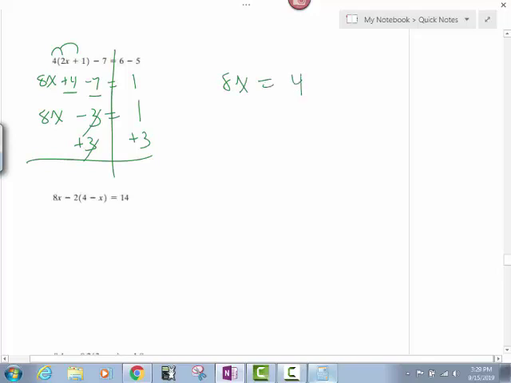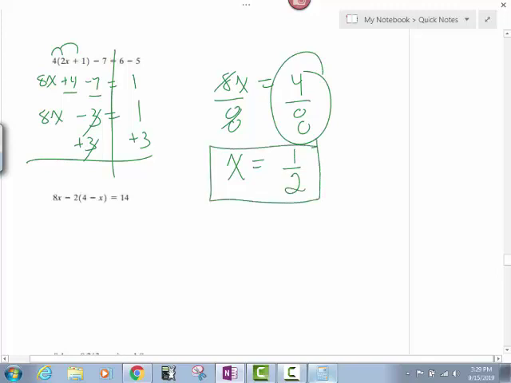Remember the last step, we're going to divide by the number in front of the x. So the number in front of the x is the number 8. And so guys, just be careful here. Remember, look, we have 4 over 8. We can divide them both by 4. We end up with 1 over 2, right? So it's not 2, but 1 over 2. Good.